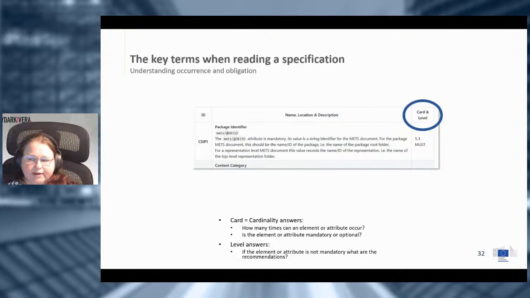The level is giving, since we are mixing here, so we are using attributes and elements within the originating standard, if it's not mandatory, how should I think? Should I use it or may I use it? So recommendations on how you should think on using it. In most of the cases, it's actually should. But we know also at the same time it's not possible to do that in all settings.